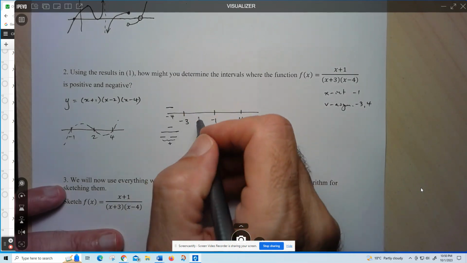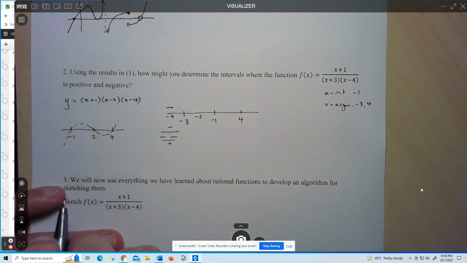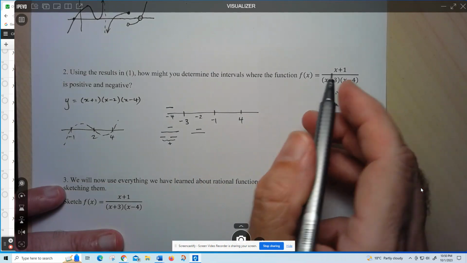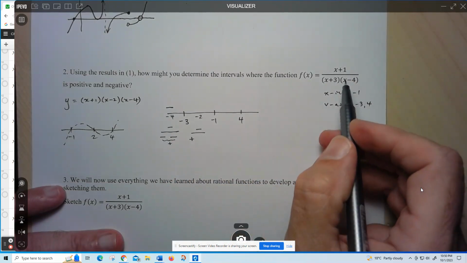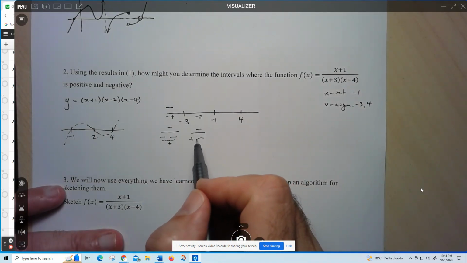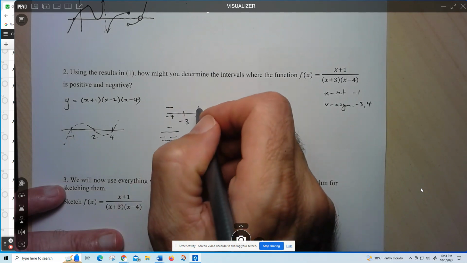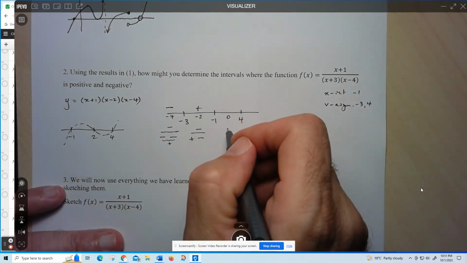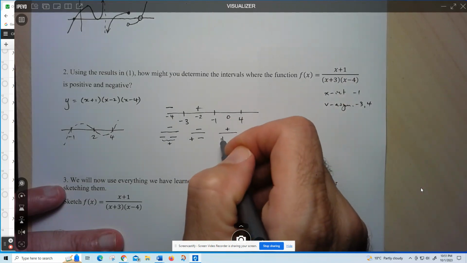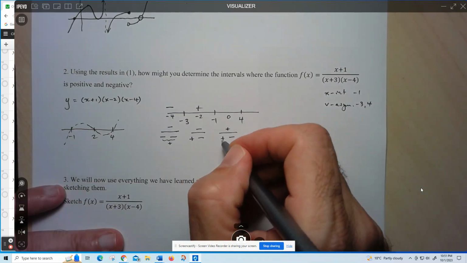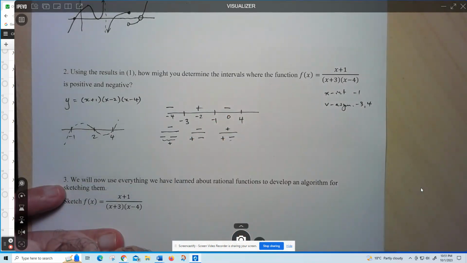Let's do the same thing here. Let's pick -2. Remember, all I care about is the sign. -2 plus 1, still negative. -2 plus 3, positive. -2 minus 4, negative. So when I multiply these two together, I get a negative number. Negative divided by negative, positive. Here, pick the easiest one there is, 0. 0 plus 1, positive. 0 plus 3, positive. 0 minus 4, negative. So now I've got a positive number over a negative number, negative.